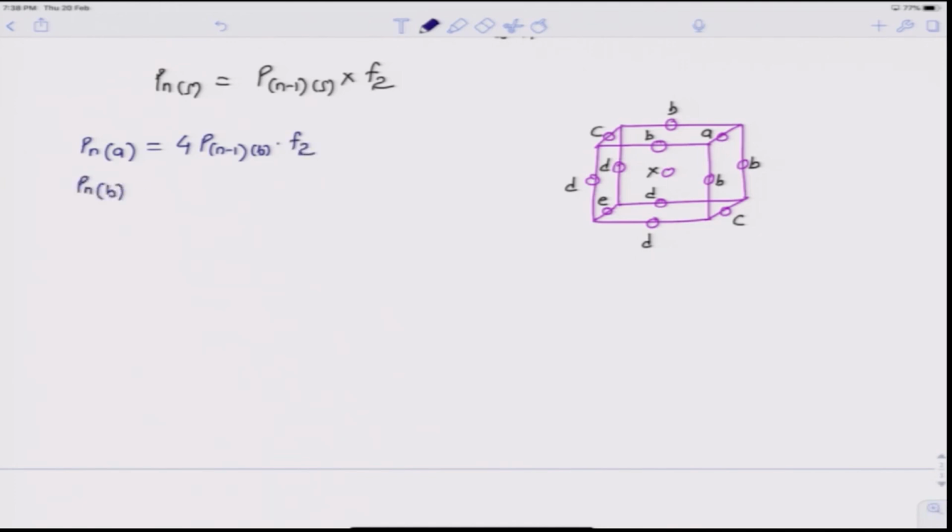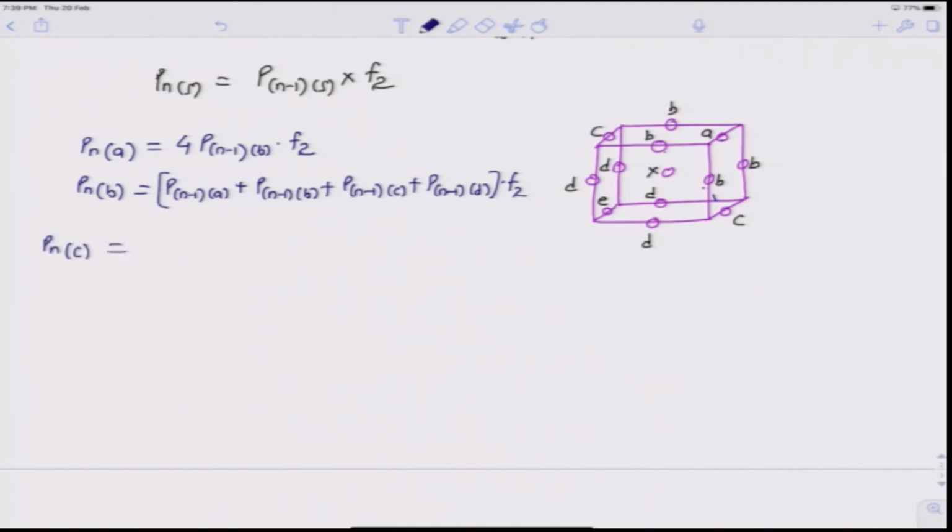Similarly, if we consider Pn of B, if we consider any B atom here, the nearest neighbors common to B and x, we find they contain one A site, then one B type of site here, then one C site and one D site. So, this would be Pn minus 1 of A plus Pn minus 1 of B plus Pn minus 1 of C plus Pn minus 1 of D times F2.